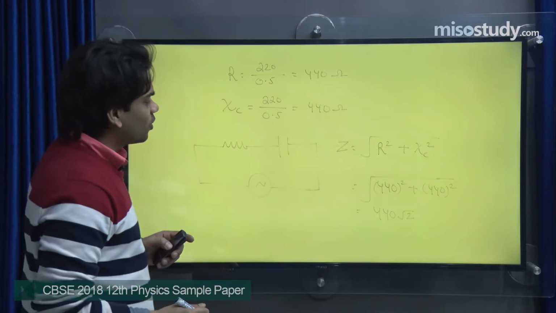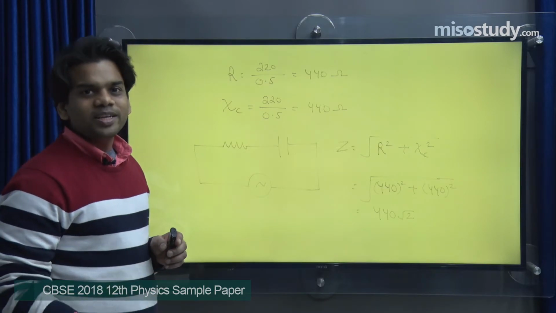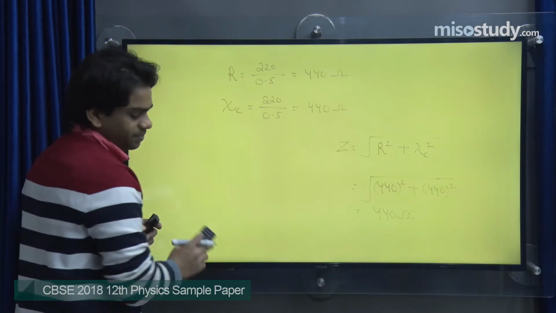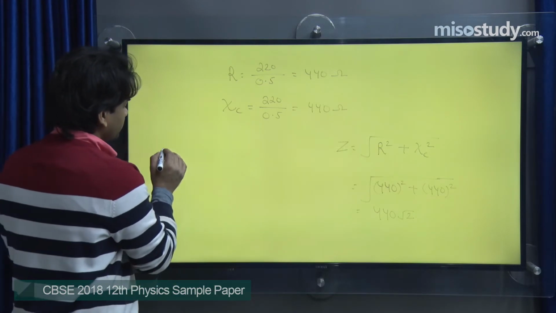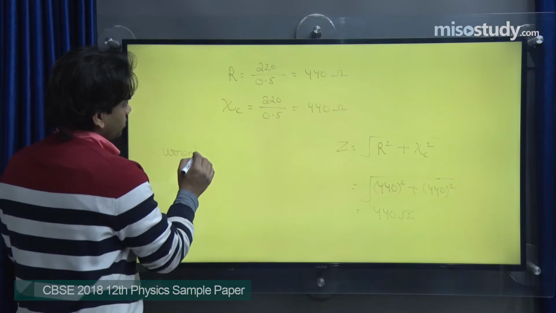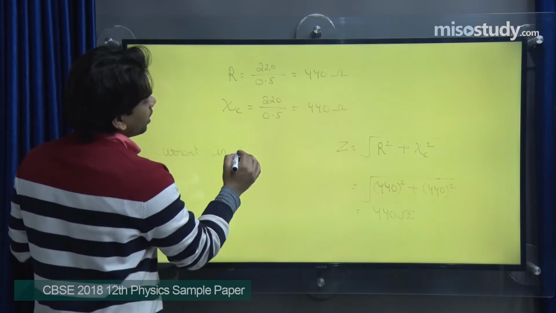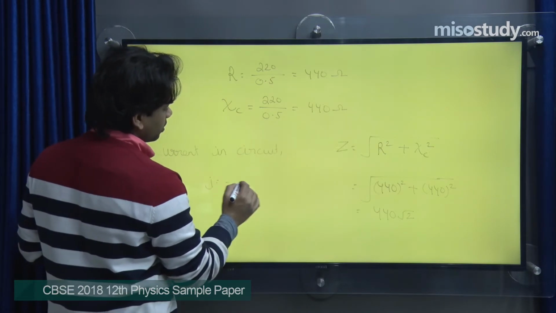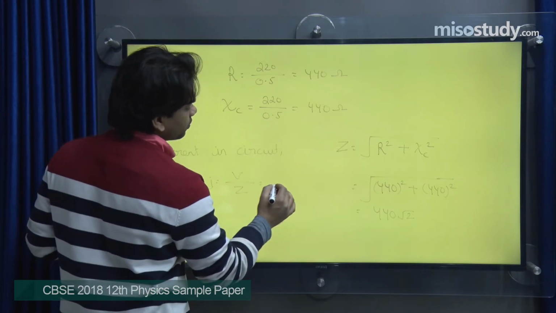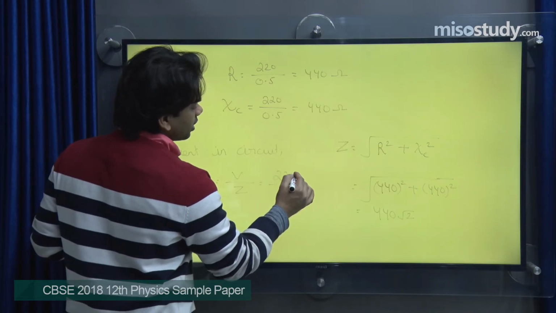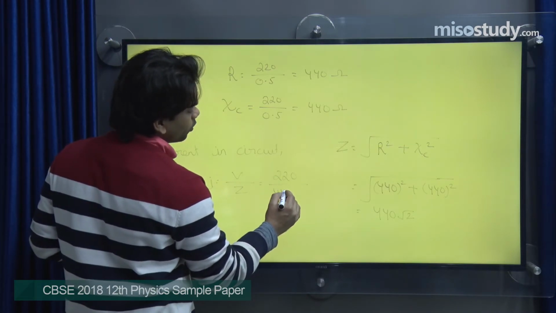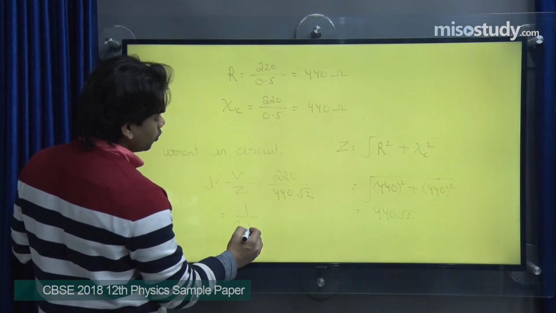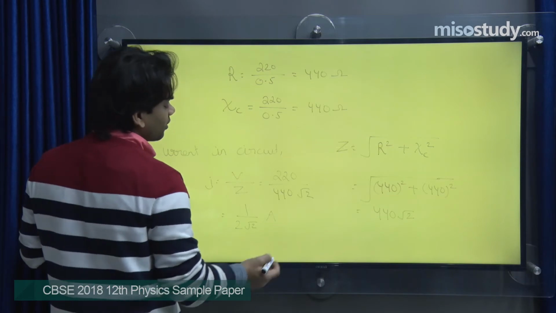Now we want to find the value of current. So what you do is simply divide voltage by impedance. The current in the circuit will be V by Z. V is 220. Z is 440 by root 2. So we are going to get 1 upon 2 root 2 ampere current when both are connected in series.